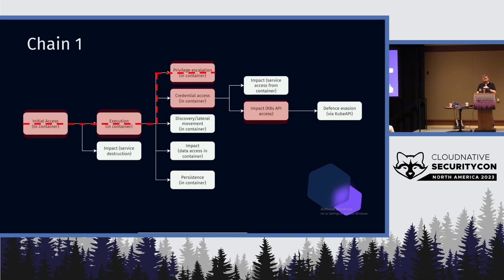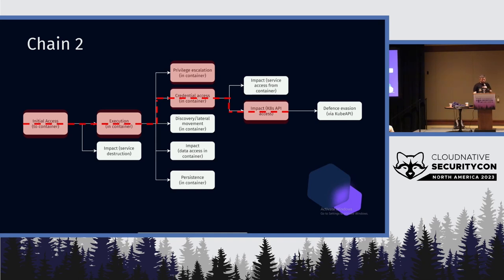Now, this is the first chain. The second chain can be this chain: initial access, execution, credential access, and impact on the Kubernetes API. Because the attacker has this flow inside the workload.